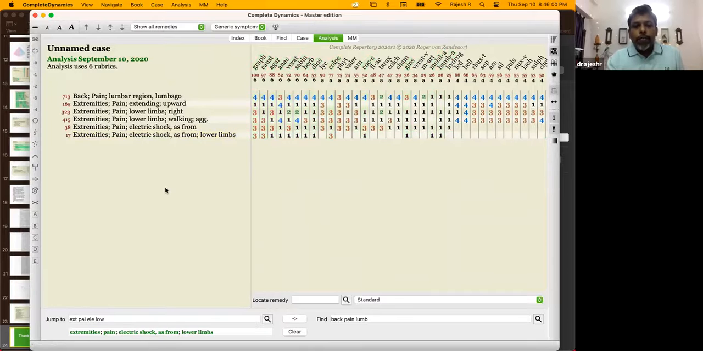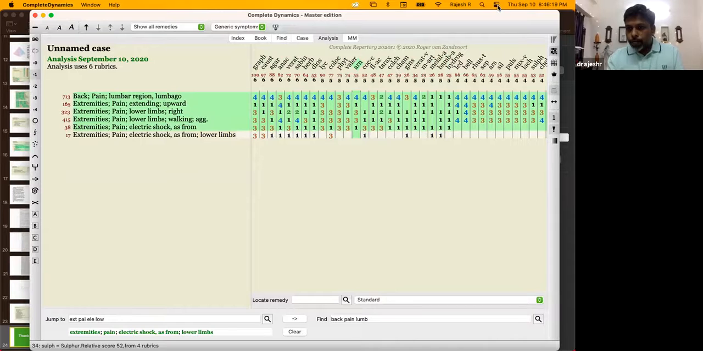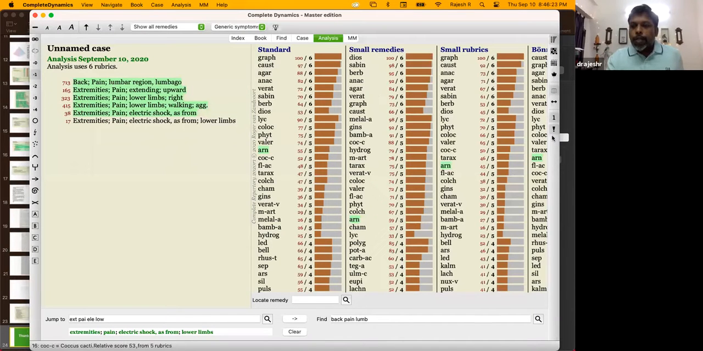If you want to see which rubric is covering which remedy, you can click on that particular rubric. You can see what all it has covered. And also, if you want to see which remedy is covering which symptoms, you can go with this. There are other views to it also. So you can look at it like this.